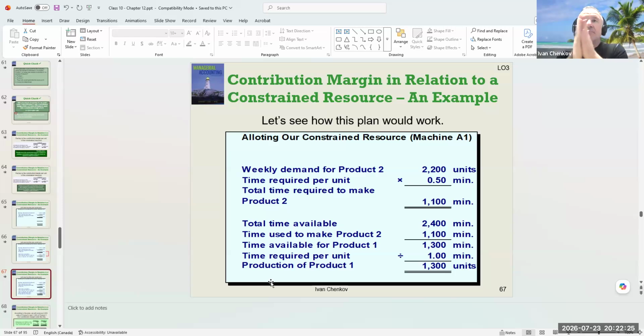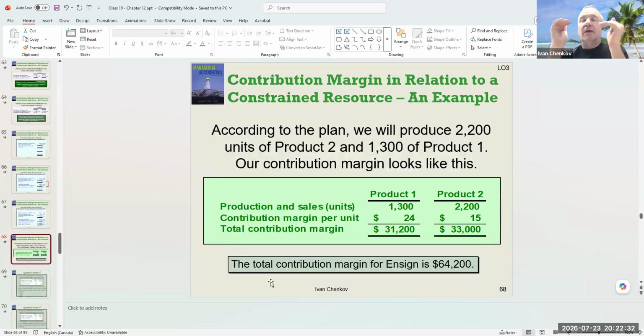That's how it gives me my production model, in order to reach the highest possible profit. Only when I'm producing the entire demand for product 2 and 1,300 units of product 1, only in that combination can I reach the maximum contribution margin available, which is $64,200. In any other combination, that contribution margin is going to be lower.